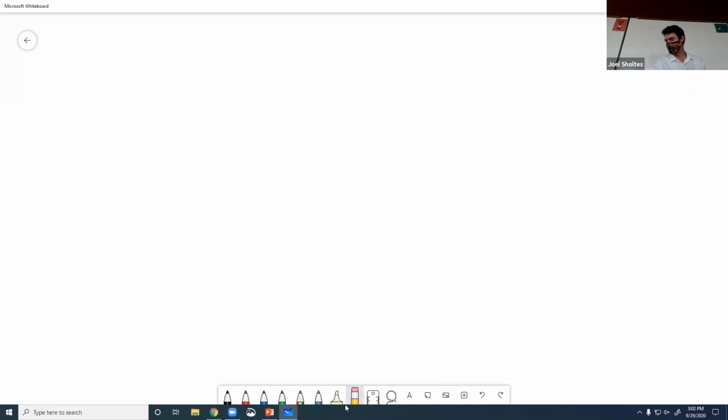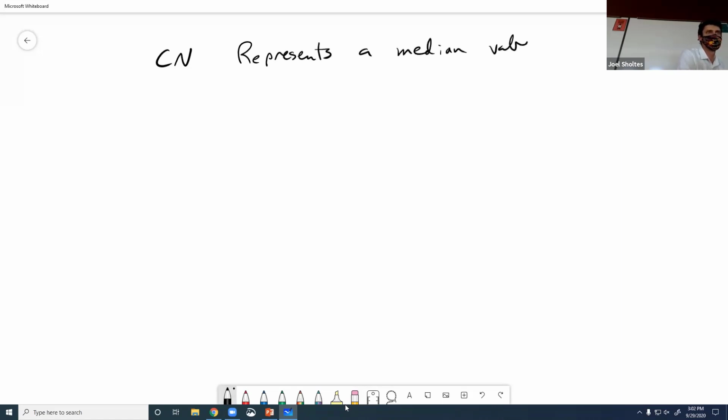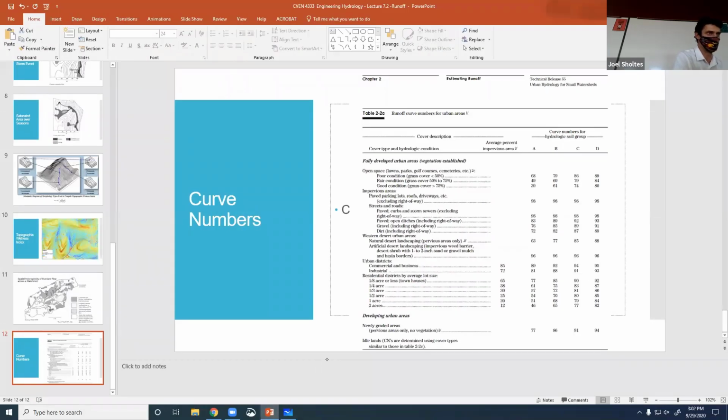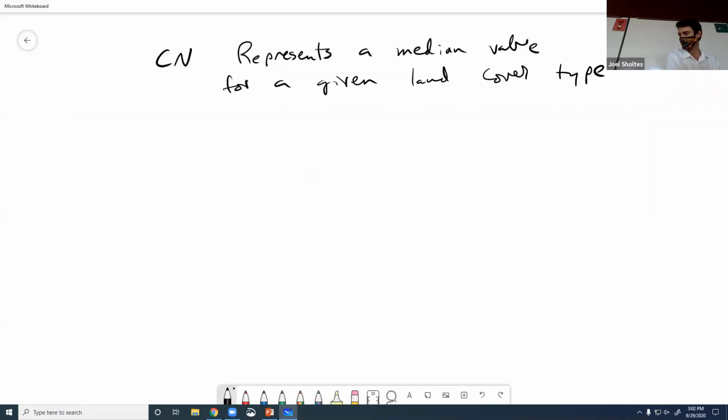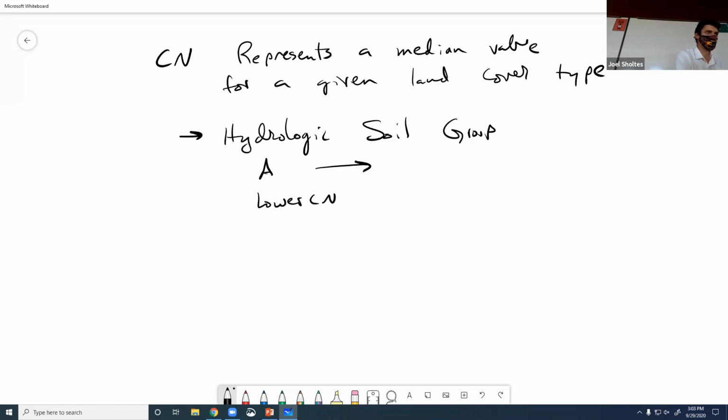All right, so a little bit more about the curve number method. When we look at a curve number, I'm going to call it CN, it represents a median value for a given land cover type. So we saw that we had open space, right? And there's a range. Maybe there's one number associated with that, but there really could be a range depending on the soil type. The things that affect it are the hydrologic soil group. So A is going to be a lower CN, all the way to D, which would be a higher CN.